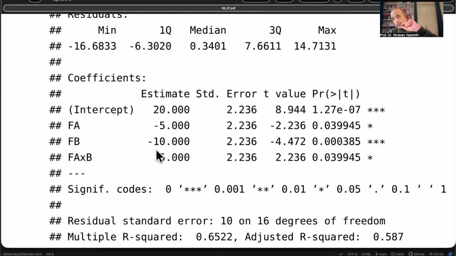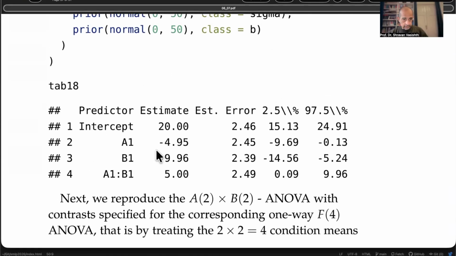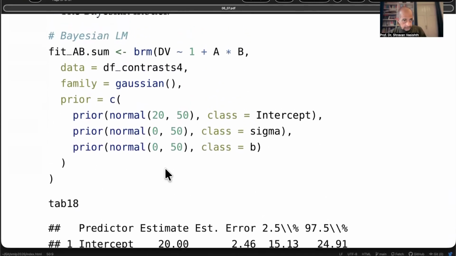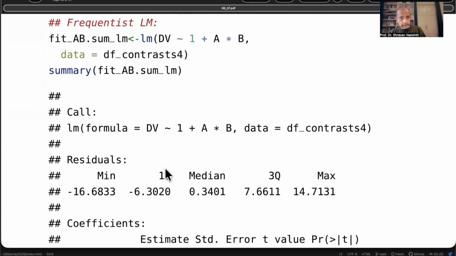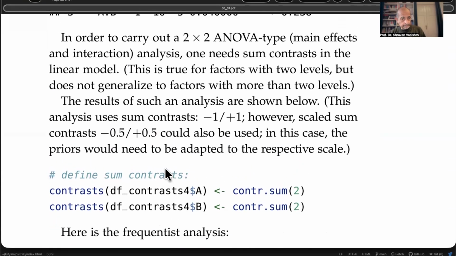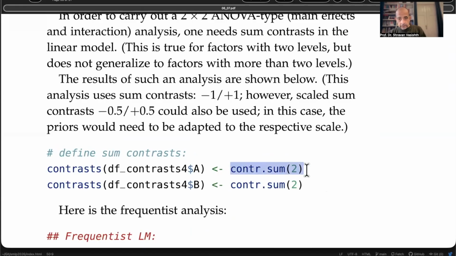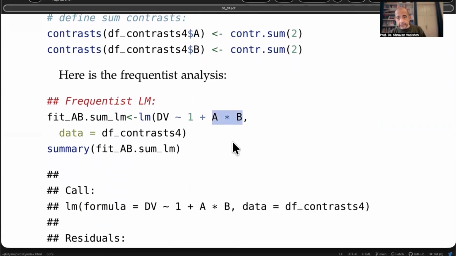When we were using, what were we doing? Sorry, here, right? This is the Bayesian model. So what we had done here is that we had set up the sum contrast for level A, sum contrast for level B, and then just multiplied A with B to get the interaction, right? A plus B plus A colon B, right?